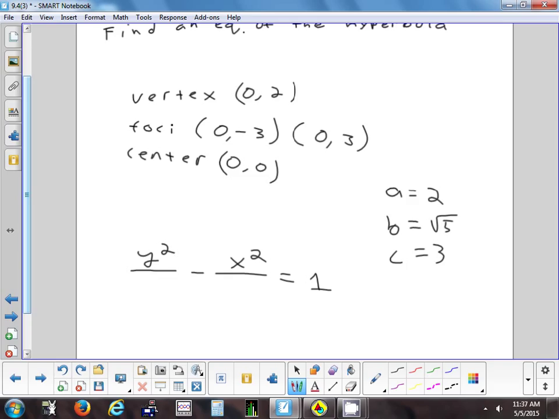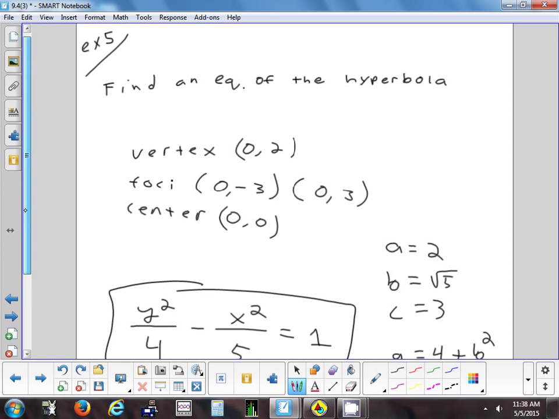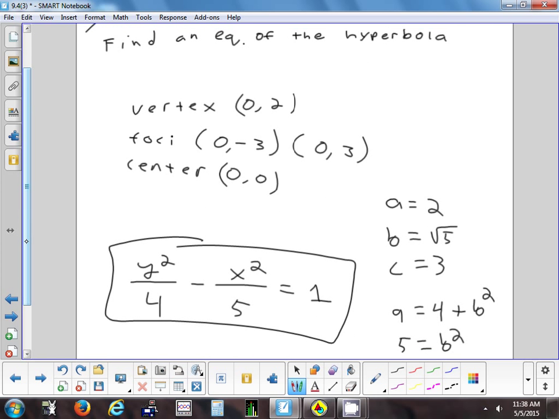All right, so B is going to be square root of 5. Okay, so in my head I just did C squared equals A squared plus B squared. Bring the 4 over. I take the square root of it. You get B equals square root of 5. Okay, so now when you set it up, first denominator is always A squared. Second denominator, B squared. There's your equation. Okay, any question on how we got the equation?